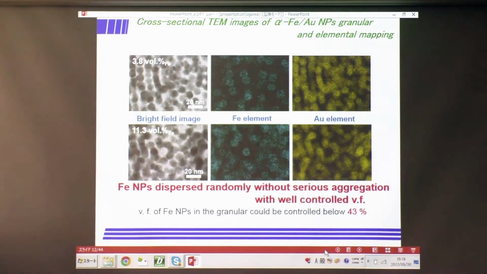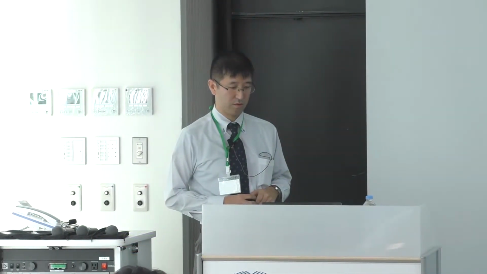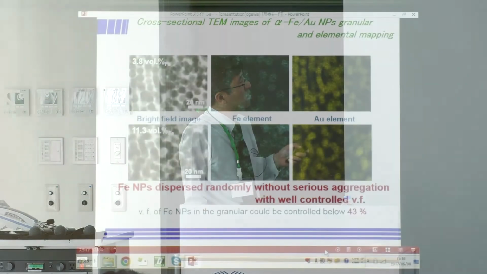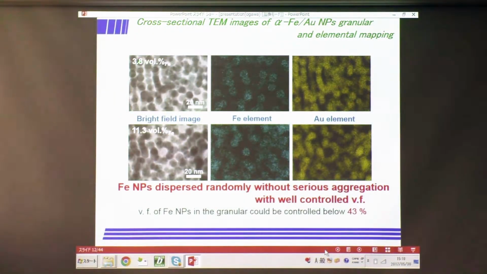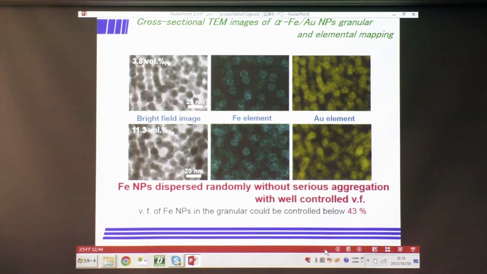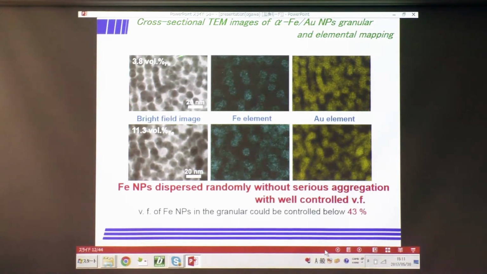And next, I'll show you some results: TEM pictures of the alpha iron and gold nanoparticle granular structure and the elemental mapping, with different volume fractions, 3.8 and 11.3. Black corresponds to the gold, and gray is alpha iron. From the elemental mapping, we can see the gold and iron nanoparticles exist separately and randomly in this granular structure.